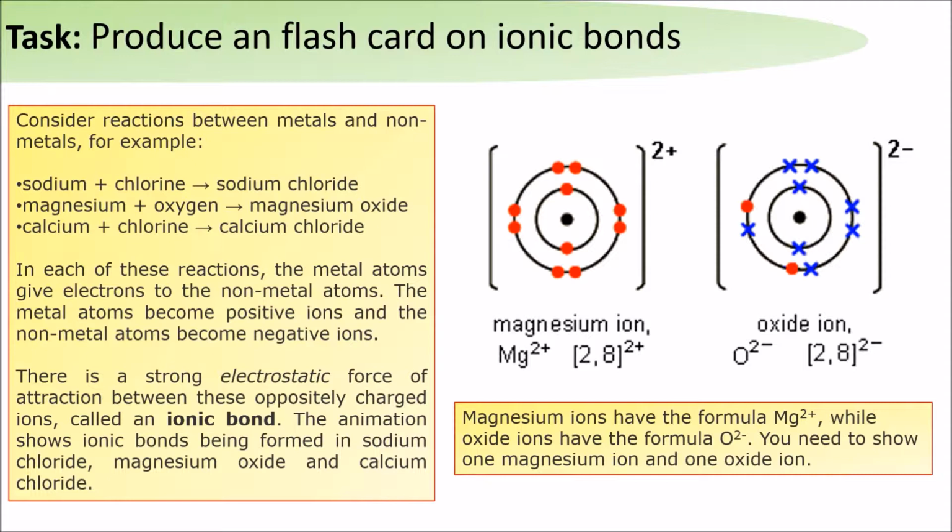In this example, the magnesium has donated 2 electrons to the oxygen, giving the magnesium a charge of 2+ and the oxygen a charge of 2-.